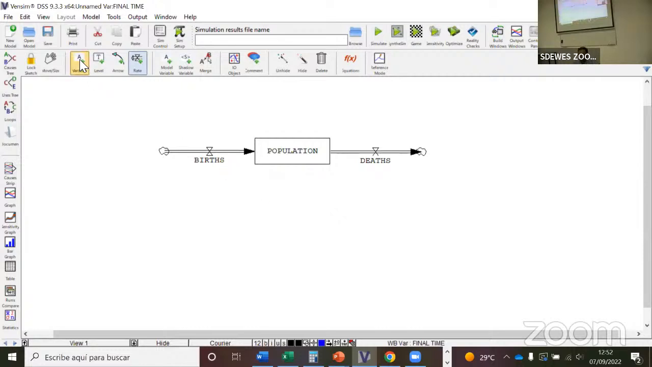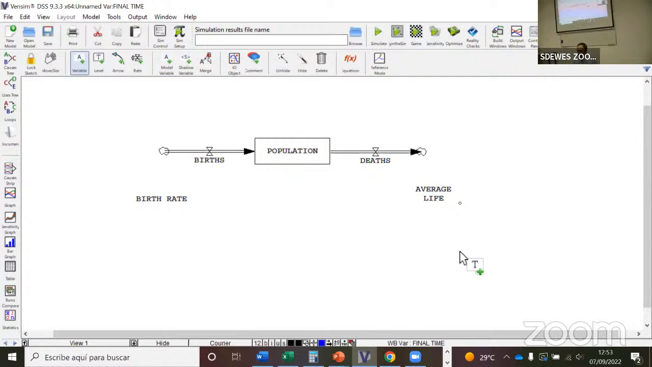For auxiliary variables, we click on variables. Where is the A? Okay, here. And then click again in any place. And I wrote here birth rate and maybe average life. You will have something like that. These are the main variables. We are going to use just these variables, no more.